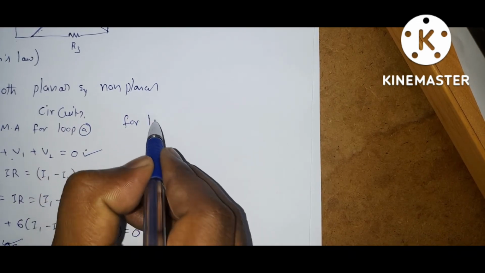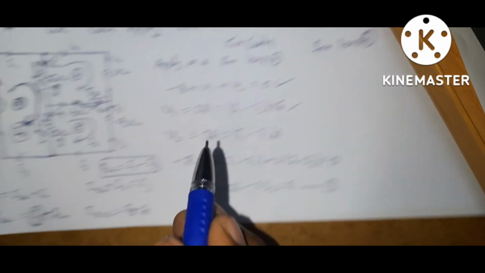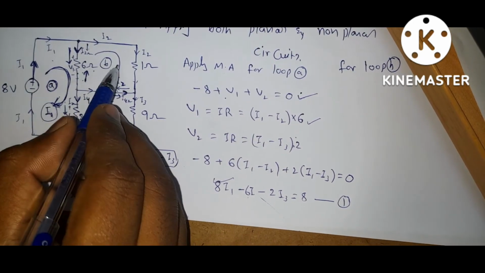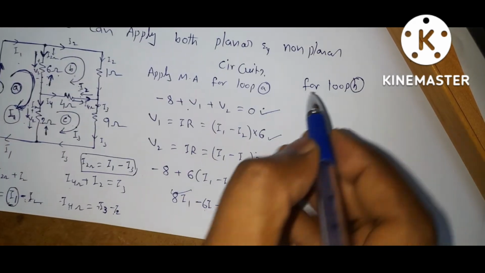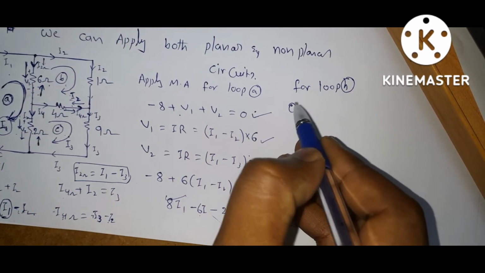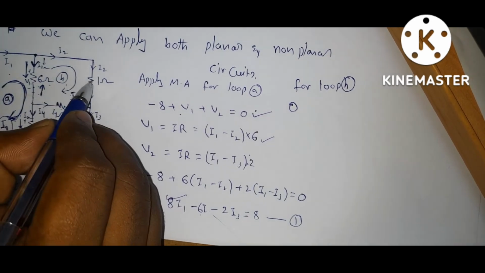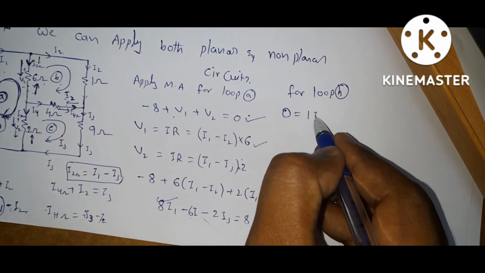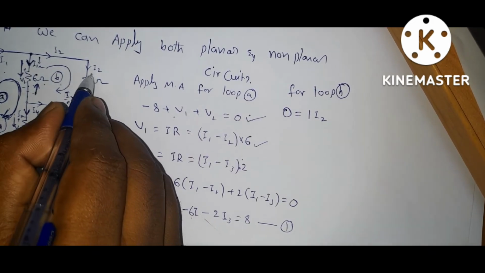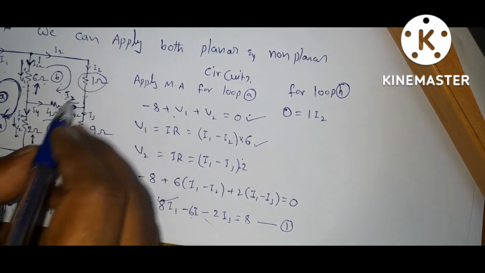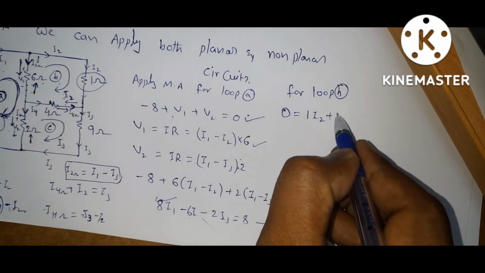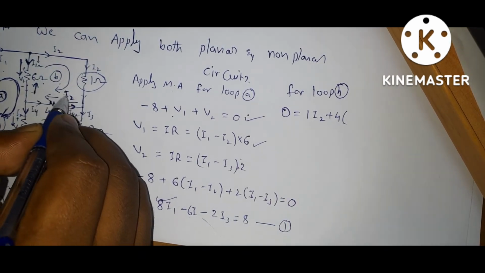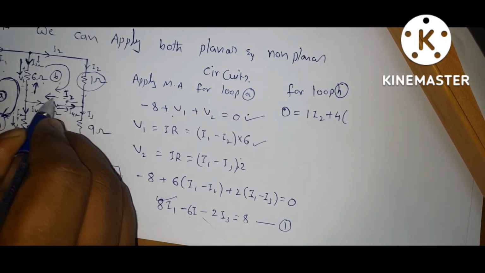For loop B, so for this loop, is there any voltage sources here? There is no voltage sources, so sources are 0. Next, consider this element. For this element, what is the current? 0 is equal to 1 into I2 only. This element current is I2 only. Now consider this 4 ohms plus 4 into, the current is going in this way. Here I2 is king of this mesh, so here consider I2 direction only.